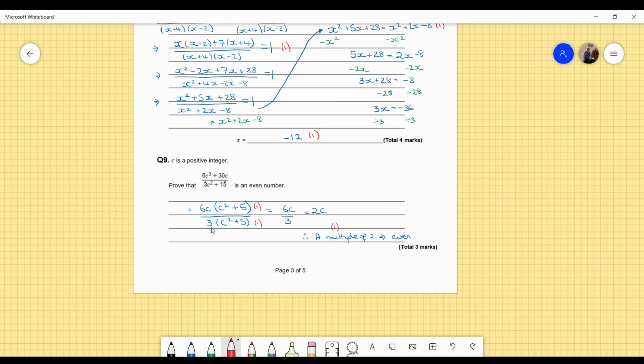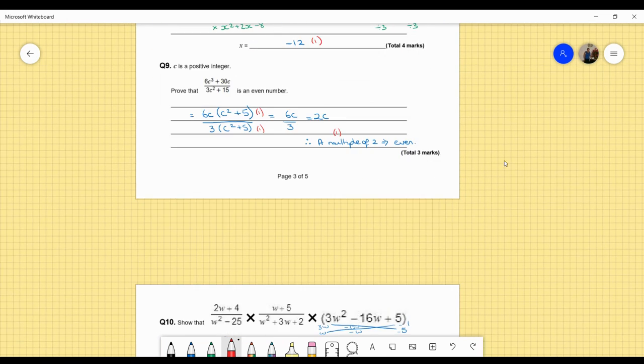The denominator has a common factor of 3, and inside the brackets c squared plus 5, and a second mark for that one. Hopefully you recognise then the c squared plus 5 will cancel from top and bottom, leaving us with 6c over 3, which will simplify to 2c, and you just state then that 2c, because it's a multiple of 2, it would be an even number. Okay, so that's the third mark on that one.